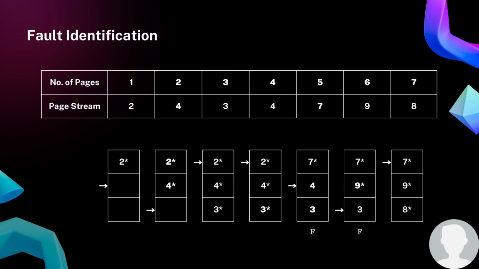Now, let's identify the faults. Fault identification occurs after the frame allocation is initially filled. So, if we see here, the fault identification occurs at frame content number 7 locked, number 4 and number 3 unlocked, as well as frame content number 7 locked, number 9 locked, and number 3 unlocked. This is because there are changes in the number allocation in the frame.